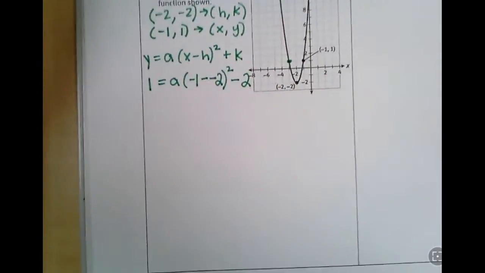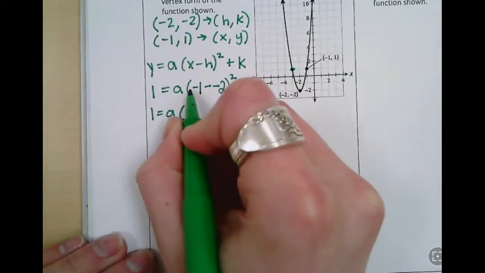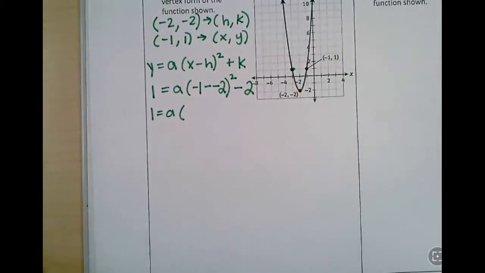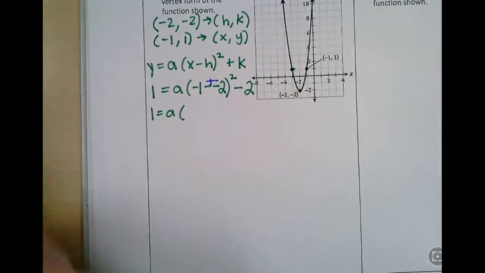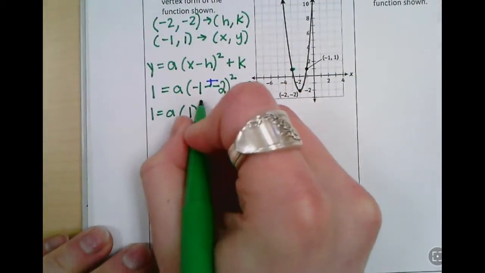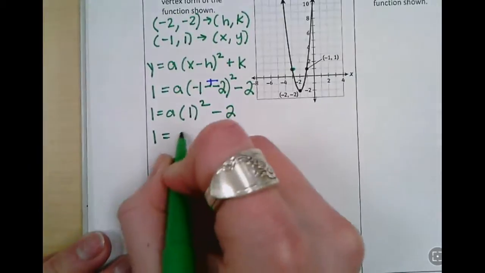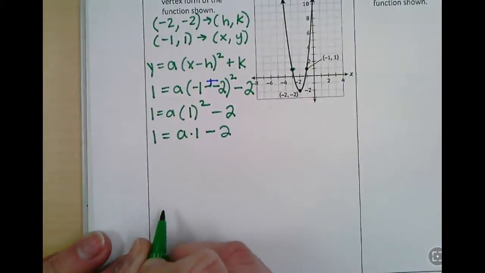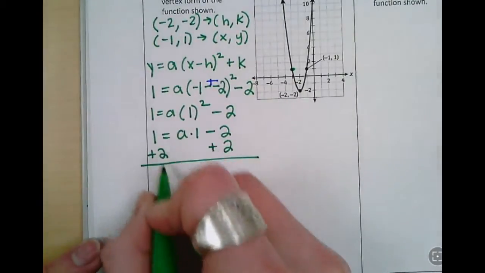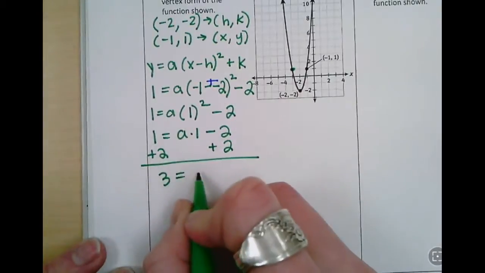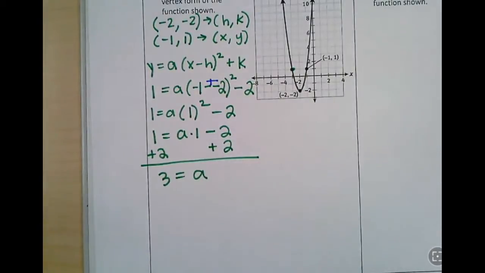Next, I'm going to simplify in order to solve for my value of a. So I have 1 equals a, 1 minus -2. Well, this will change to a +2. So -1 plus 2 gives me +1. Then I have 1 equals, well, 1 squared is 1. And solving for a, I'm going to add 2 to both sides, which is 3. And 1 times a is just a. If this was a value other than 1, our last step would be to divide by that number.